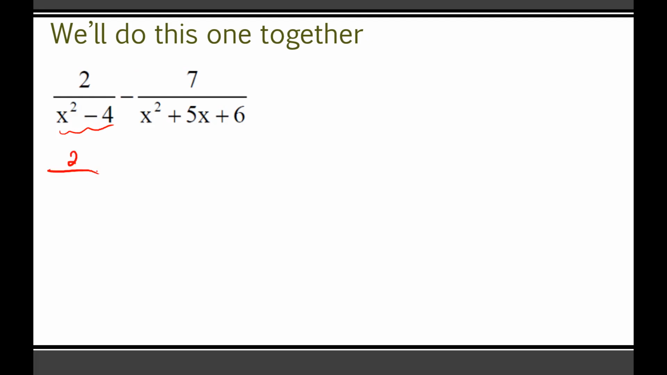So like we've seen before, this is going to be 2 over x minus 2 and x plus 2. For this one, minus 7 over x squared plus 5x plus 6, that's just a normal old sum product rule. So we're looking for two numbers that have a sum of 5 and a product of 6. I know this is kind of a puzzle for some of us. I've always told you, focus on the product first. Think about what numbers multiply to give you 6. I think the best two numbers here are going to be 3 and 2, because 3 plus 2 is 5, 3 times 2 is 6.